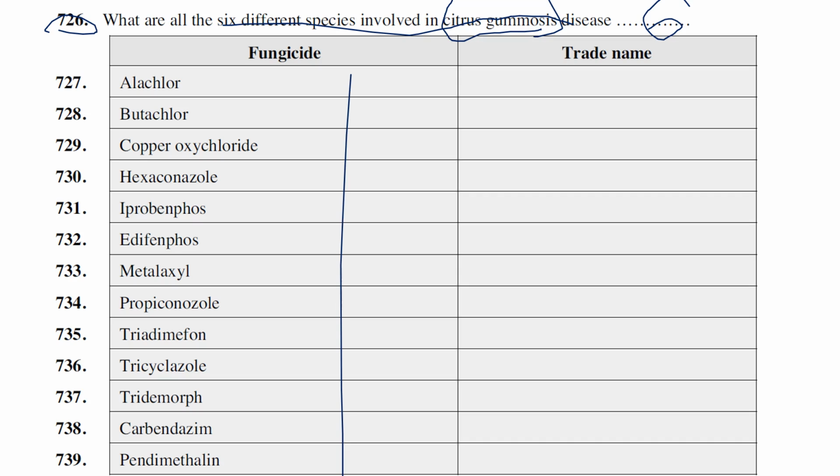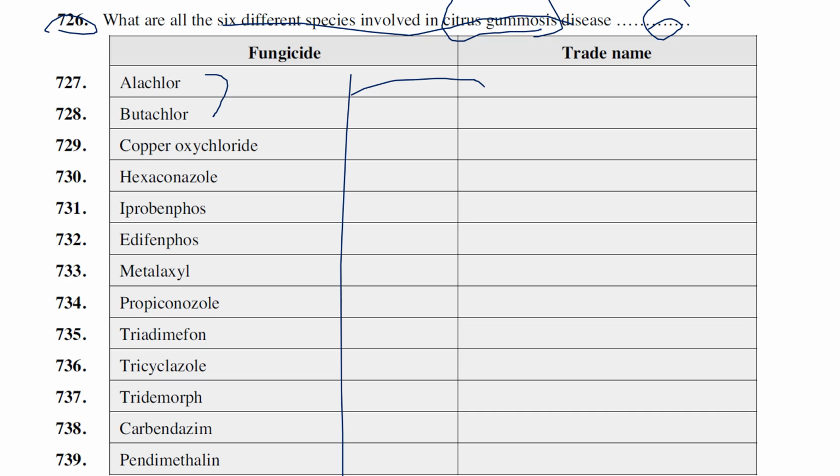And I have given some agrochemicals, not only fungicides and insecticides, herbicides also. Okay, Alachlor, trade name Lasso. The next one is Butachlor, Machete; Copper oxychloride, generally Blue Copper or Blitox; Hexaconazole, Contaf; Iprobenfos, Kitazin; Edifenphos, Hinosan. This Iprobenfos or Edifenphos is generally recommended for rice blast if tricyclazole is not available. Metalaxyl, Ridomil or Subdue or Apron, various trade names are there.